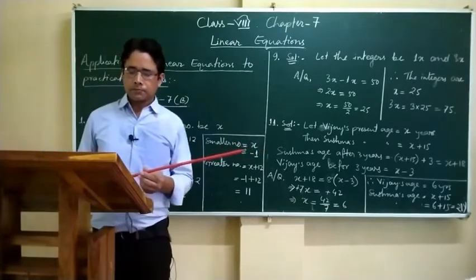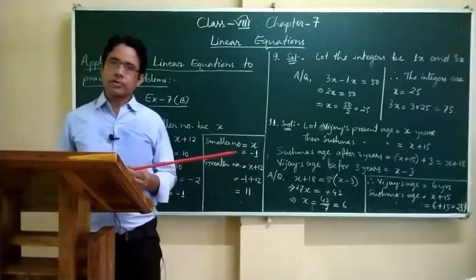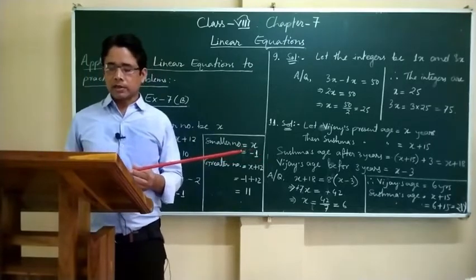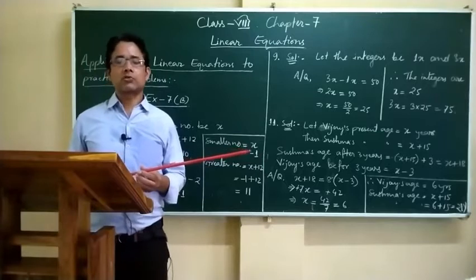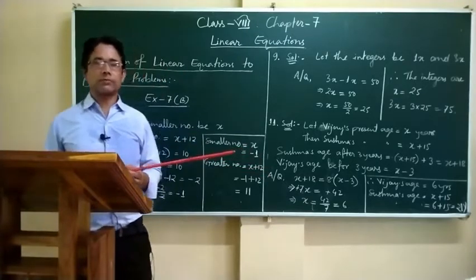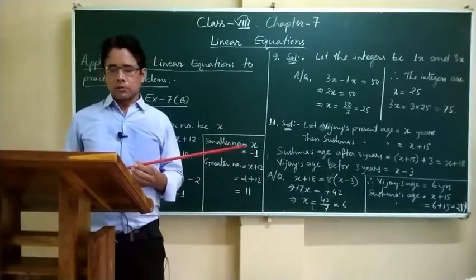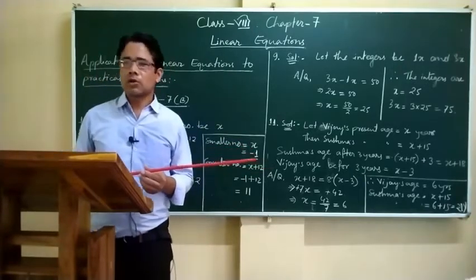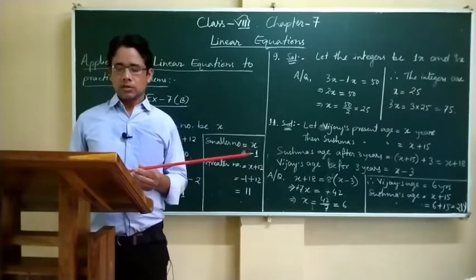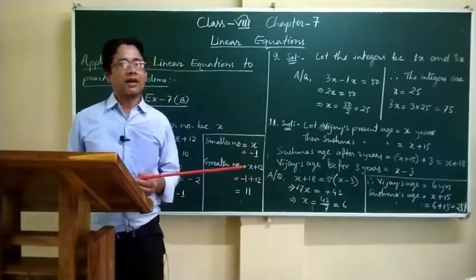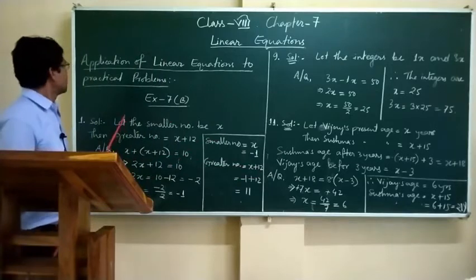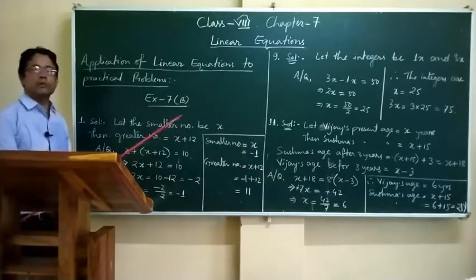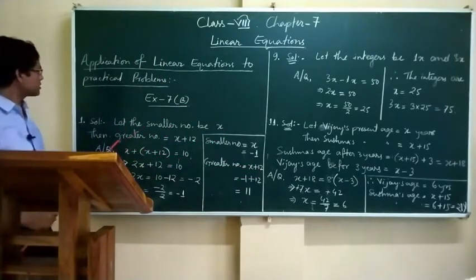So here, read the question properly. I am reading the question once again. The greater of the two numbers is 12 more than the smaller. That means which number is given? The greater number is given. But we don't know what is the smaller number. So as the smaller number is the unknown quantity, we will take it as x. So you will be writing it like this. Let the smaller number be x.